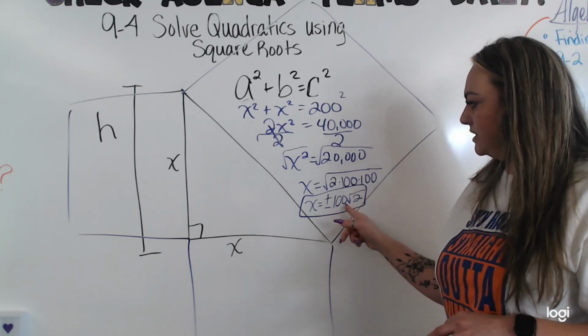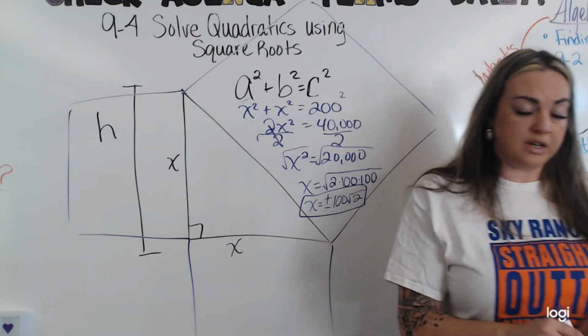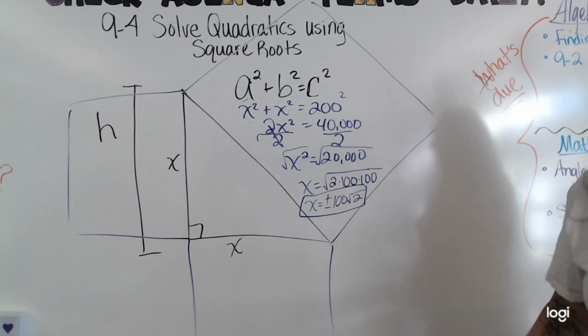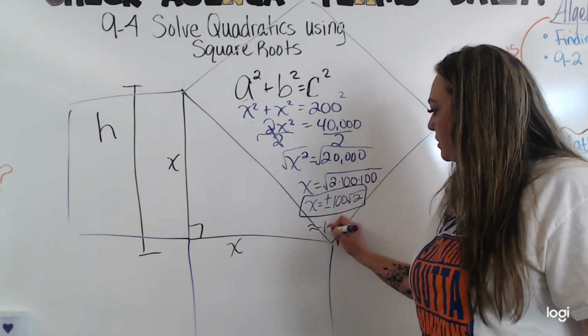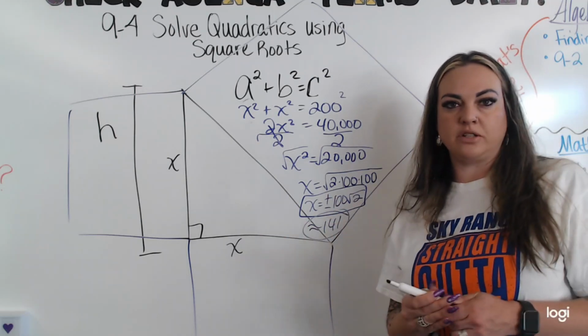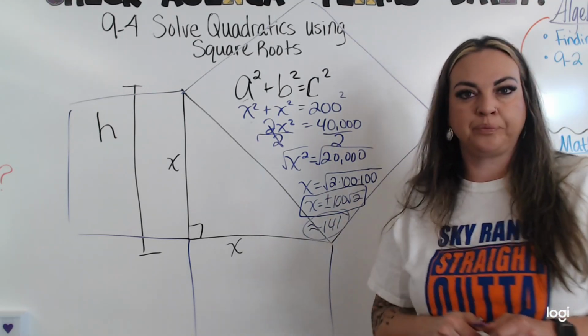So you can see that this number is really close to 100. And if we put that in the calculator, we get a number that's about 141. And so that's it. That's how we can use it to solve real world problems as well.